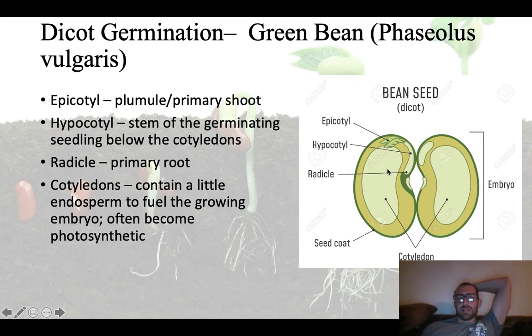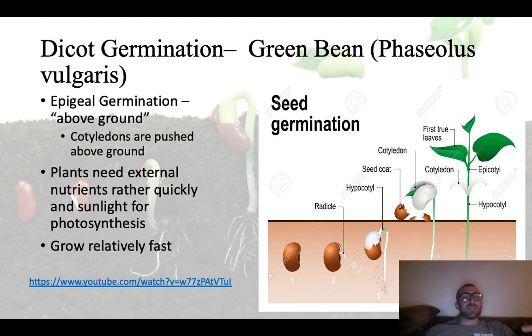So let's take a little look at our dicot germination. Now, instead of hypogeal, this is epigeal. This is above ground, and really what that means is that our cotyledons are pushed above ground. In our hypogeal germination, the cotyledon, the scutellum, and the coleoptile primarily remain below ground, and the plumule gets pushed above ground. Here, it's a little bit different. Let's take a look at it first, and then I'll talk a little bit about this other stuff.